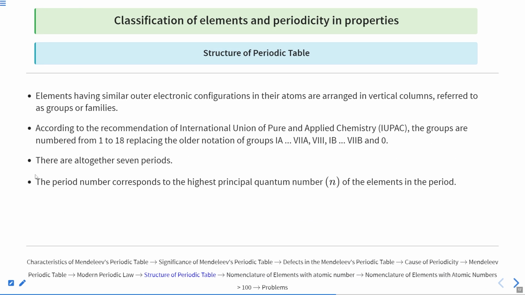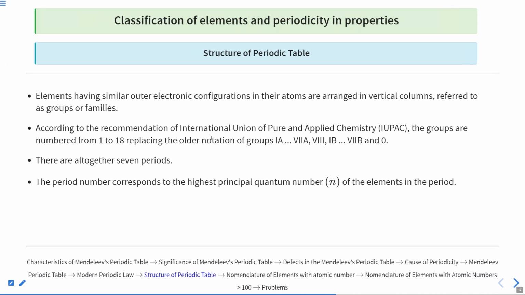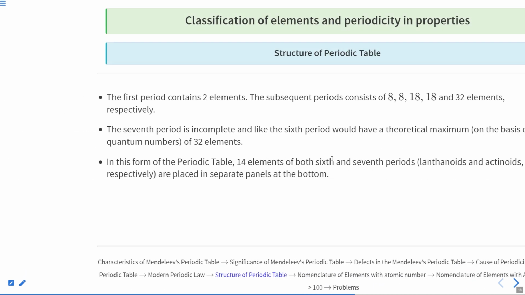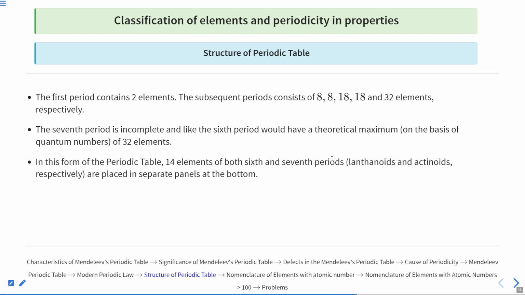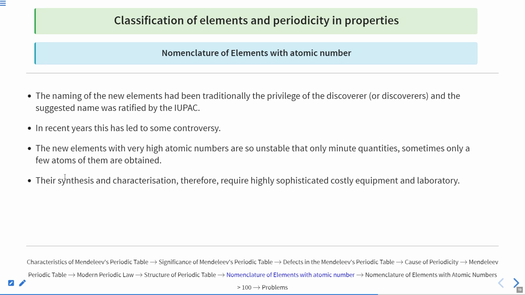Now there are altogether 7 periods, we know that, and they are 1, 2, 3. So we have seen this. Now in this form of periodic table, 14 elements each of the 6th and 7th period are placed in a separate panel at the bottom. So we have talked about it. They are lanthanoids and actinoids which are placed at the bottom.